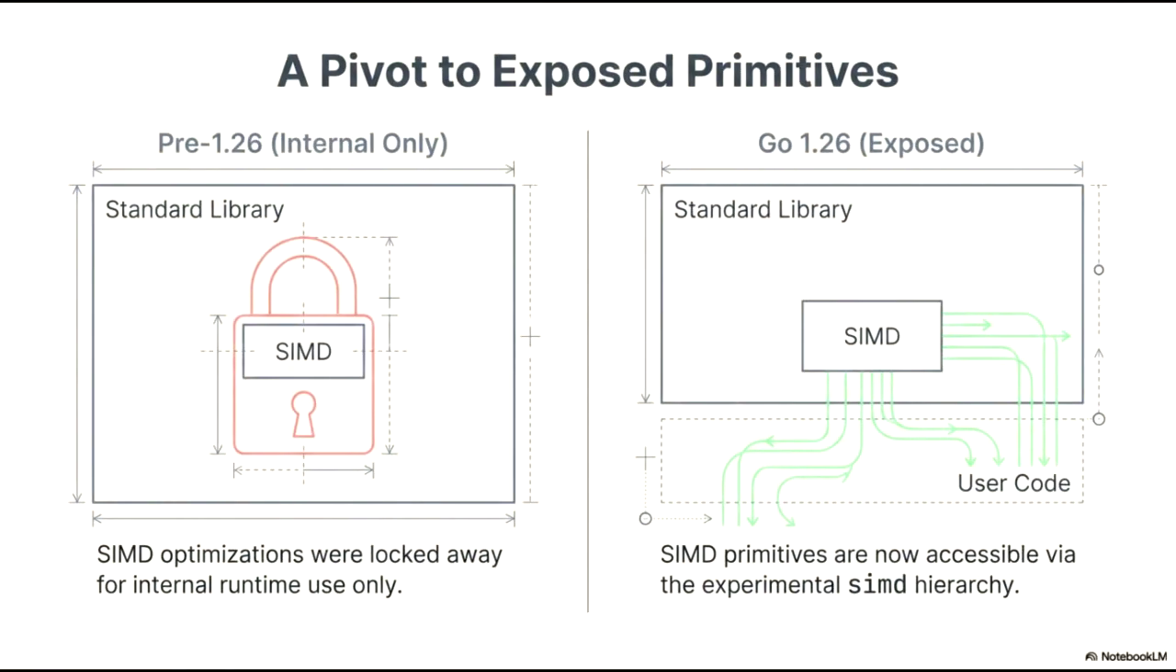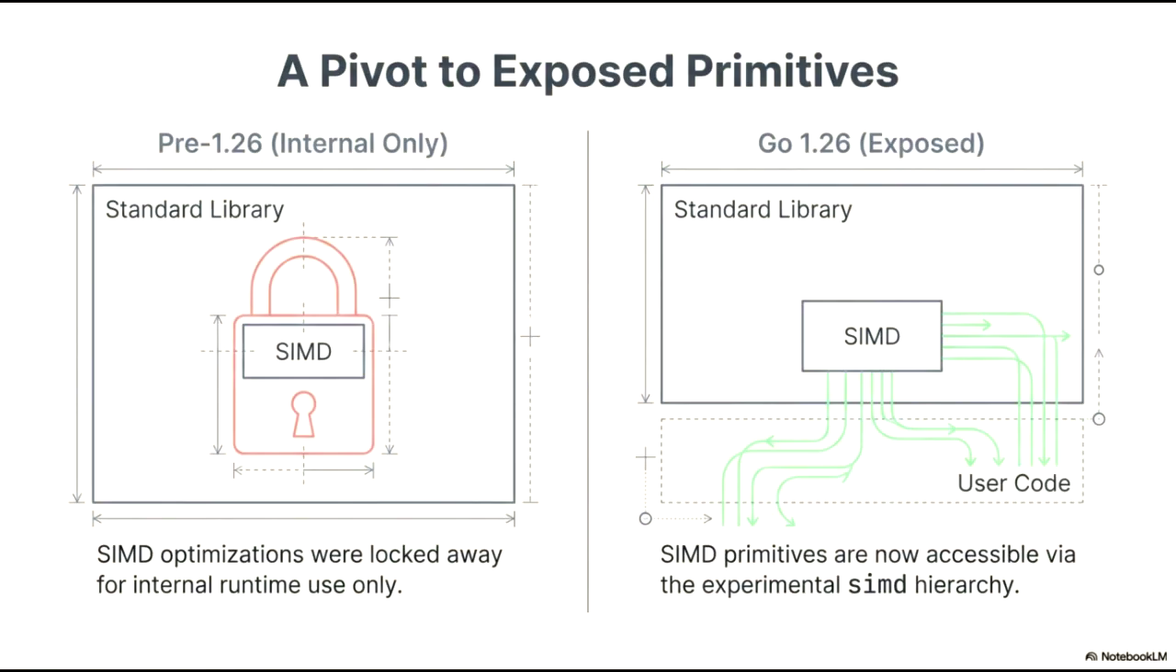This slide illustrates a significant shift in the Go ecosystem regarding SIMD, or Single Instruction Multiple Data. Prior to version 1.26, SIMD optimizations were strictly internal to the standard library. While the Go runtime utilized these capabilities for performance, they were effectively locked away from developers, making them inaccessible for use in external application code.